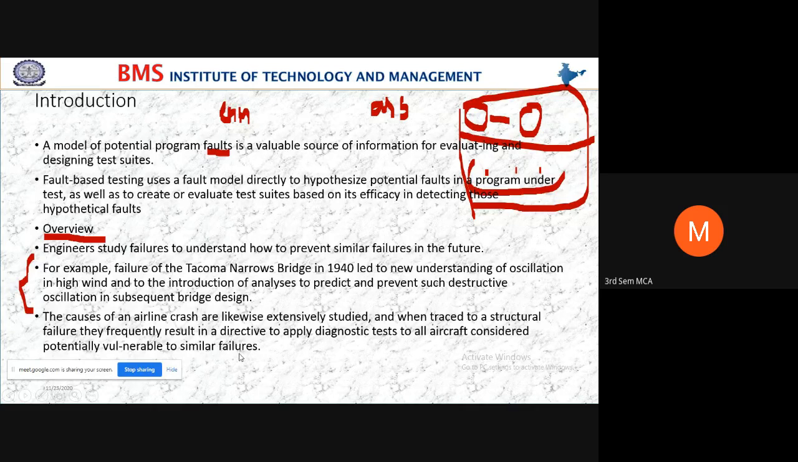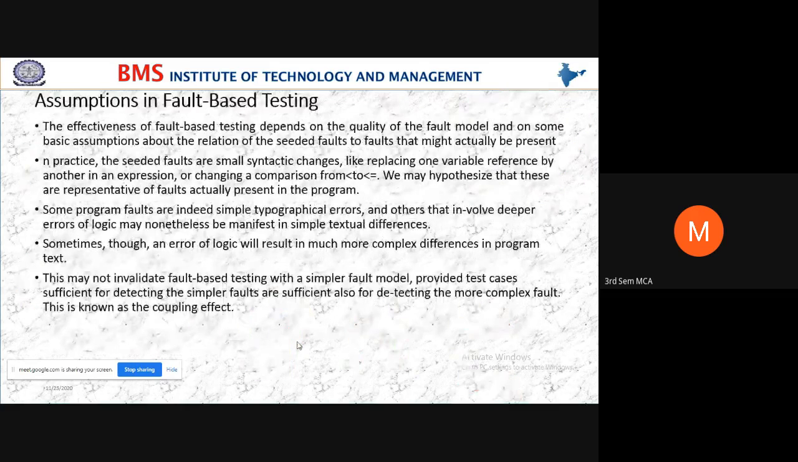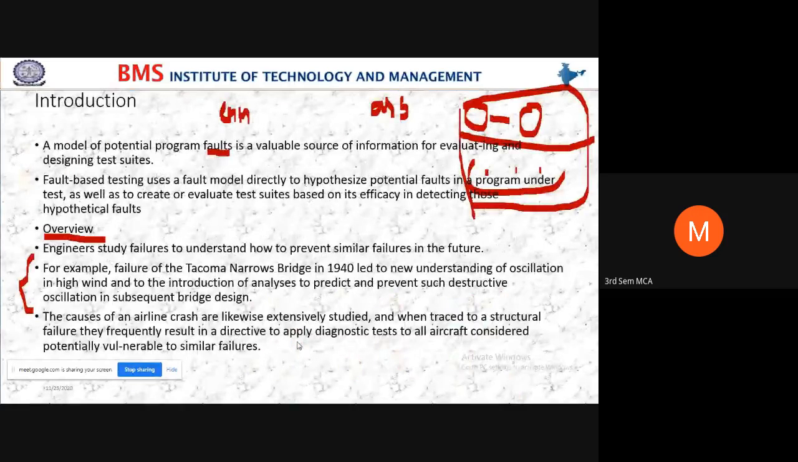So first we need to find out what the errors are. Based on the error, we will try to rectify it, or we'll take care that next time that error should not occur. Similarly, before I begin with fault-based testing, I'm asking you: when I give you a project, what types of faults will you make? What types of mistakes will you make?